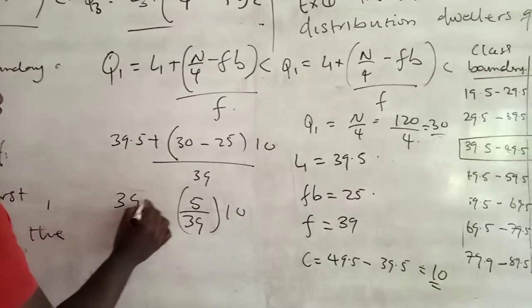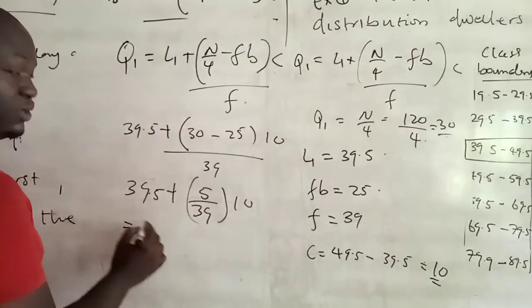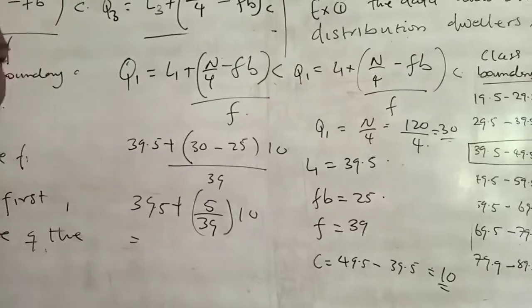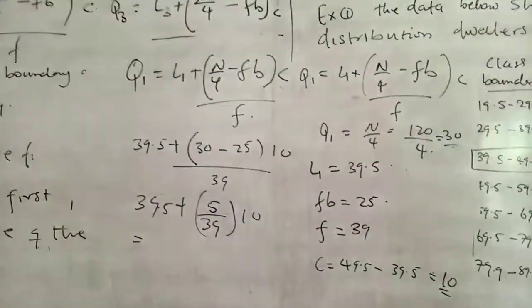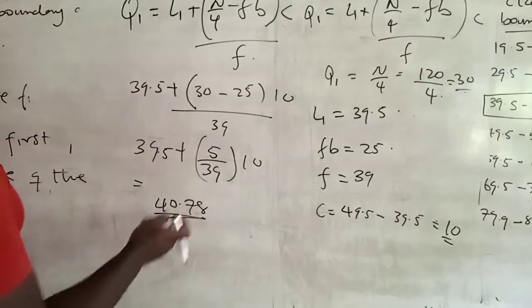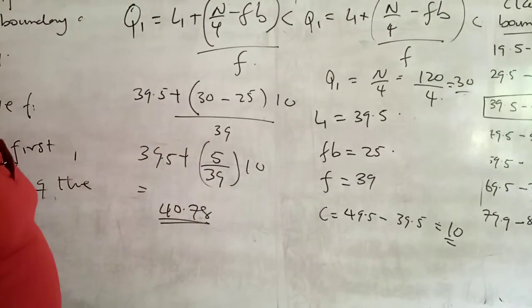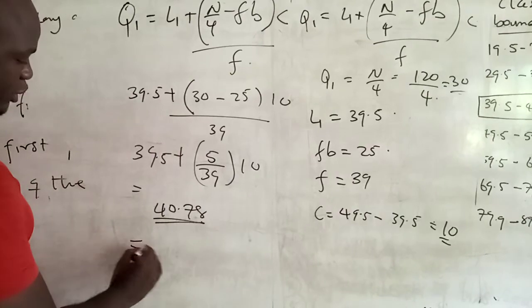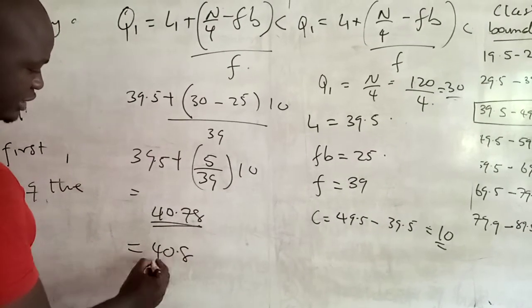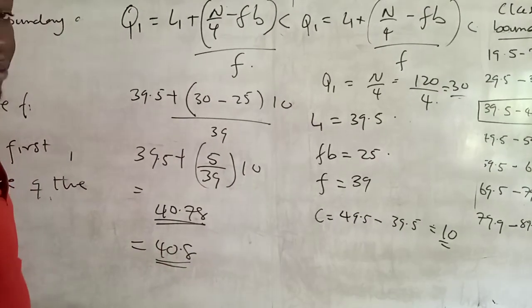So 39.5 plus this, what is it going to give you? So when you times it and plus it by this, it will give you what? 40.78, right? If you want, you can approximate it to what? 40.8. It's still the same answer. Are you with me, guys?